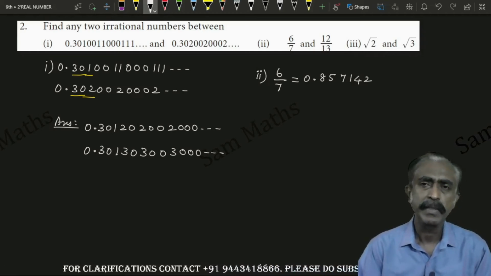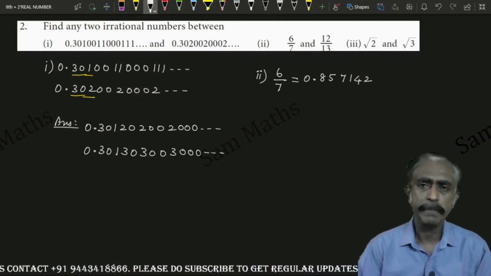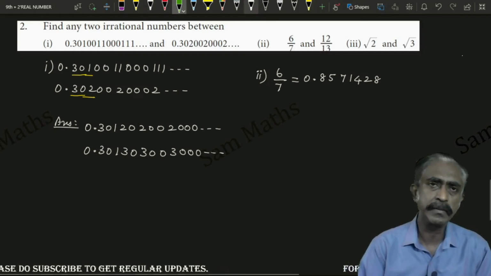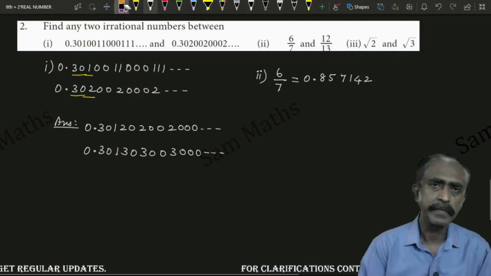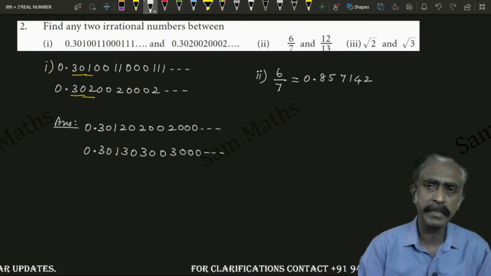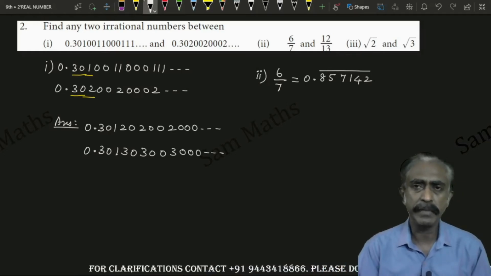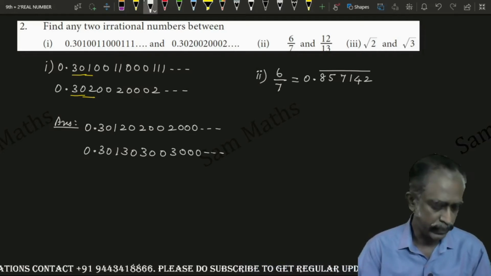Okay, children? After that 6 balance 60, that is 8. So again the term repeats, so I am going to use a bar here. Okay, children? So if the same thing repeats, we can use a bar. So here the value is 0.857142 bar. The same terms will repeat. Okay, children?